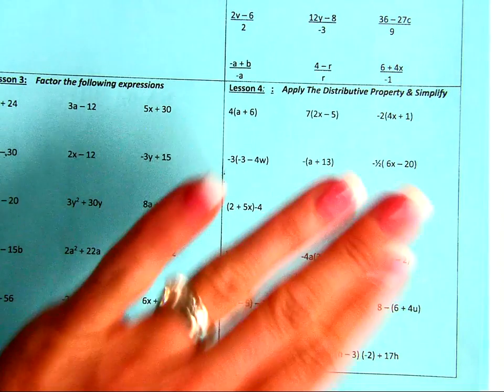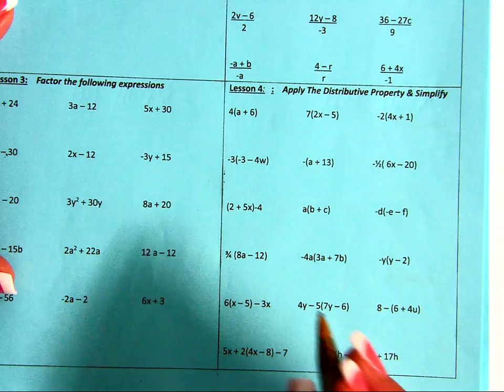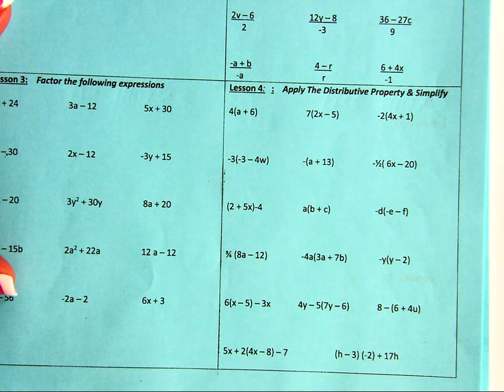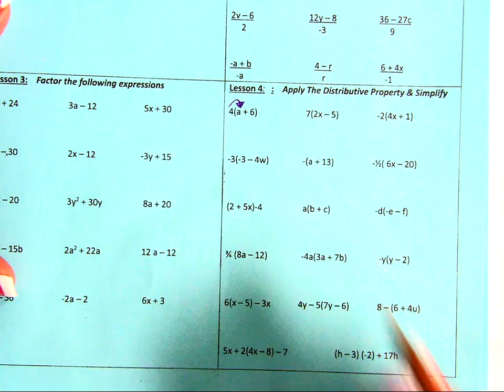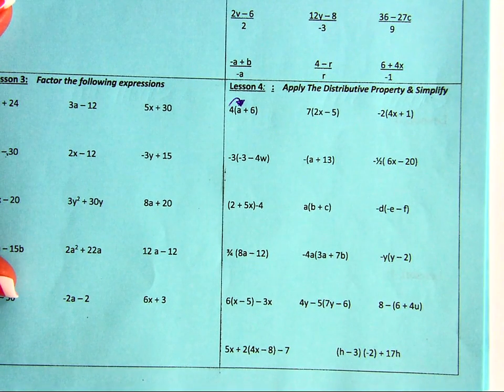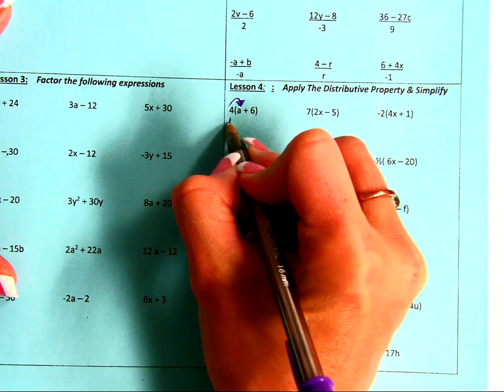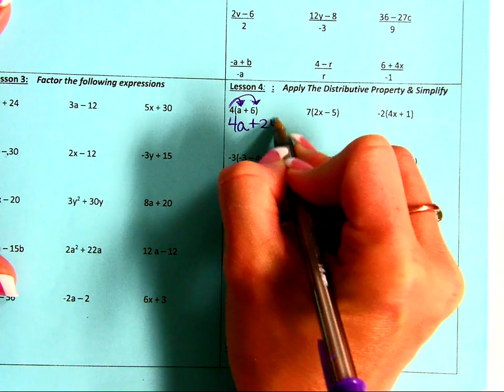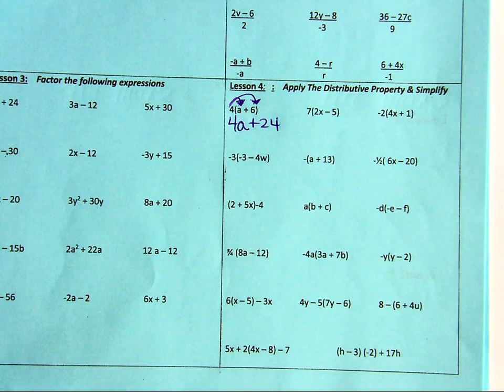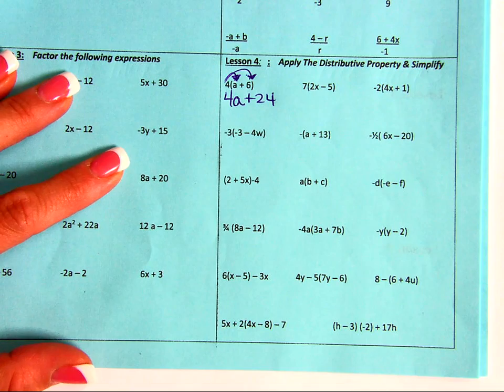So we've done the distributive property, okay? We've been doing it in equations and inequalities. Just a quick little refresher here. Remember what the distributive property means. It means distribute with multiplication. So your 4 times your A is your 4A, and then your 4 times your 6 is your 24, okay? They get a little bit more complicated. That's about as easy as it gets.